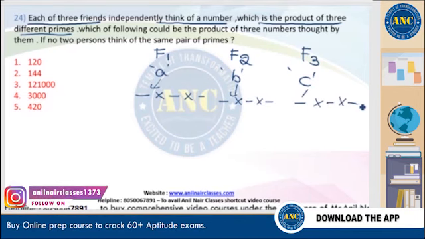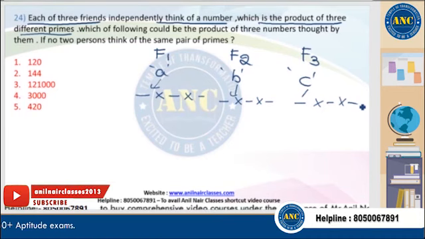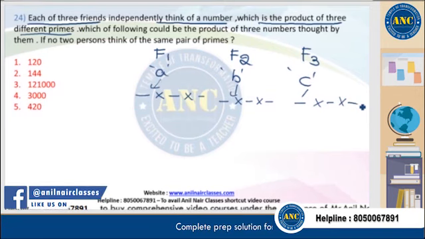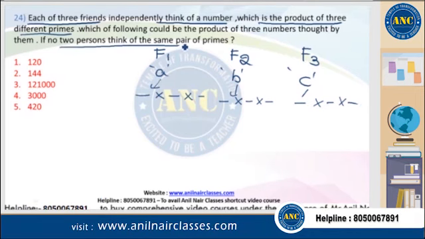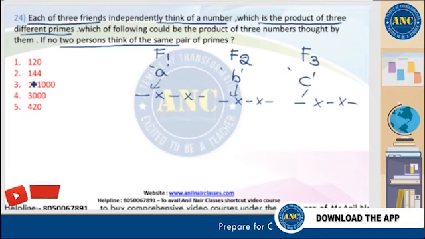Understood. This is the product of three different prime numbers. Now, which of the following could be the product of three numbers thought of by them if no two persons think of the same pair of numbers? Now, what we'll do is, first I will take an option.